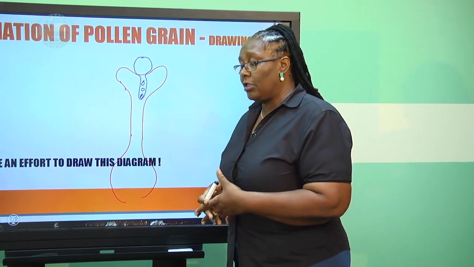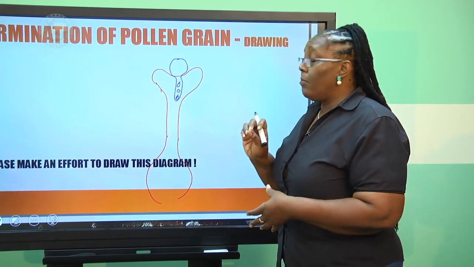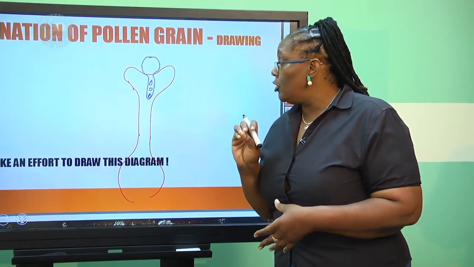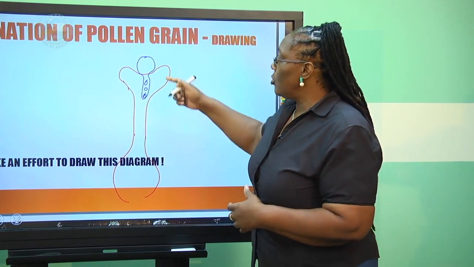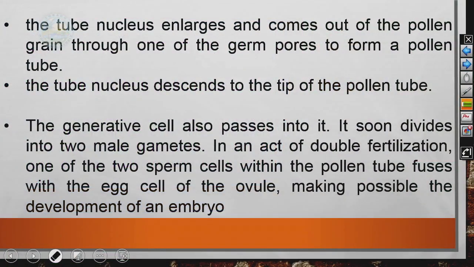Simply, if we looked at the structure of the pollen grain, you will see there are some pits within the membrane of the pollen grain, and it is through those pits that the pollen tube will grow out and begin to grow down through the style. So the tube nucleus enlarges and comes out of the pollen grain through one of the germ pores to form a pollen tube. The tube nucleus descends to the tip of the pollen tube. Good? So the tube nucleus is at the tip because it is leading the formation of this tube.